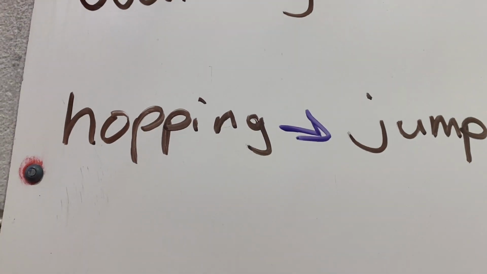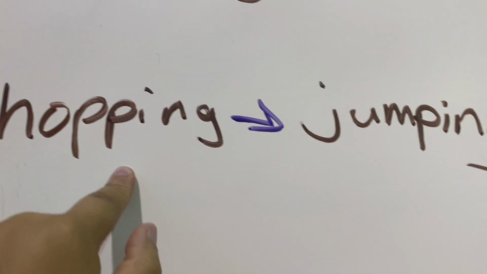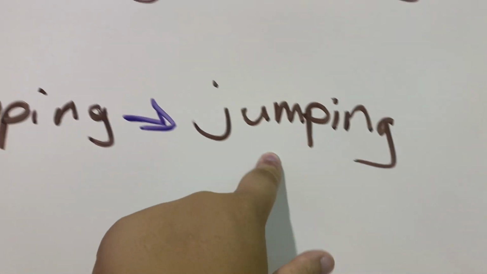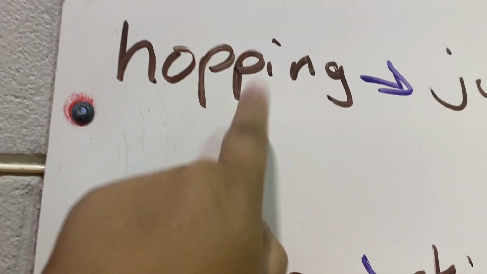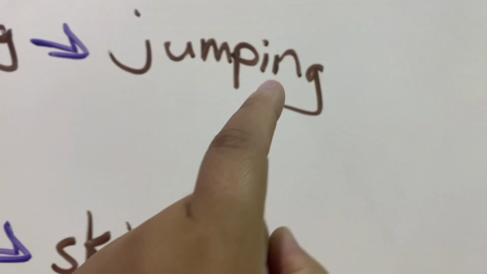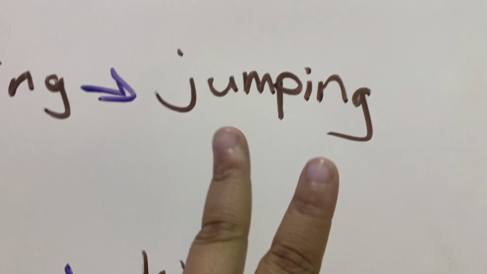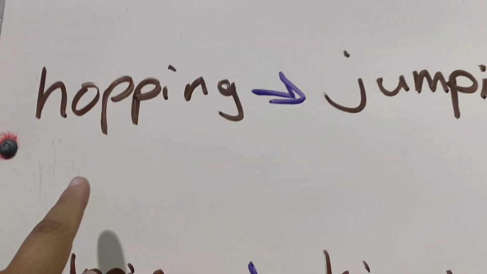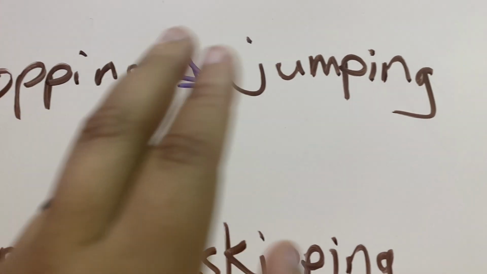The next transition I want you to work on is hopping to jumping. Remember, hopping is taking off on one foot and landing on one foot. Jumping is taking off on two feet and landing on two feet. So can you start off on one foot and land on two?